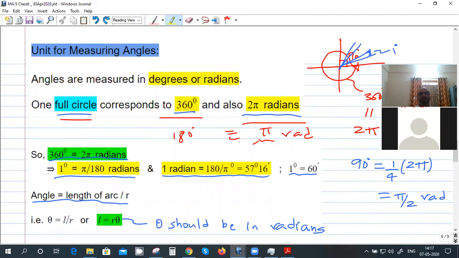We can have one unit for another. Like 100 centimeters is 1 meter, right? Yes. So similarly, 360 degrees is 2 pi radians. This is by definition. And why this is a good definition, I will come to know later. From this, I can get 1 degree as pi by 180 radians.